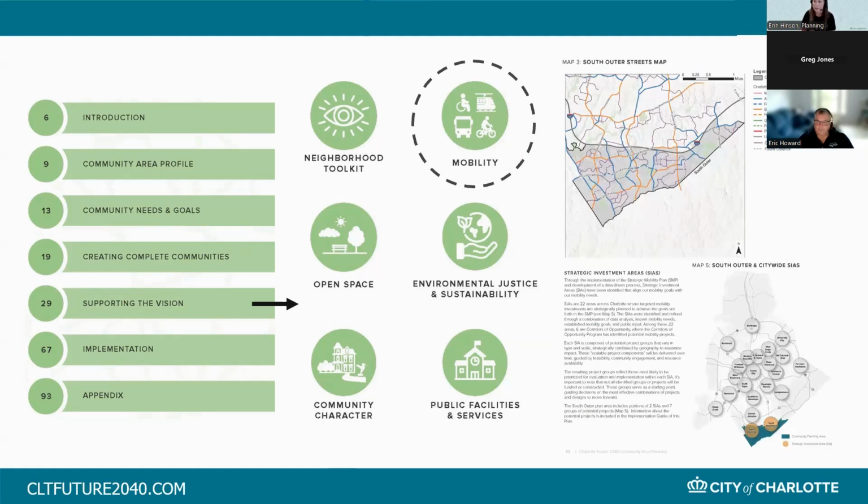And then the mobility section was developed in coordination with CDOT, CATS, and CRTPO. It really restates goal 5 in the comprehensive plan that speaks to safe and equitable mobility, and reiterates the importance of that across Charlotte. It includes a clip of the citywide streets map, which outlines the future cross section for arterial streets in Charlotte, and then smaller streets are informed by UDO regulations. And then it also summarizes the city's strategic mobility plan, and it also highlights strategic investment areas within the geography.